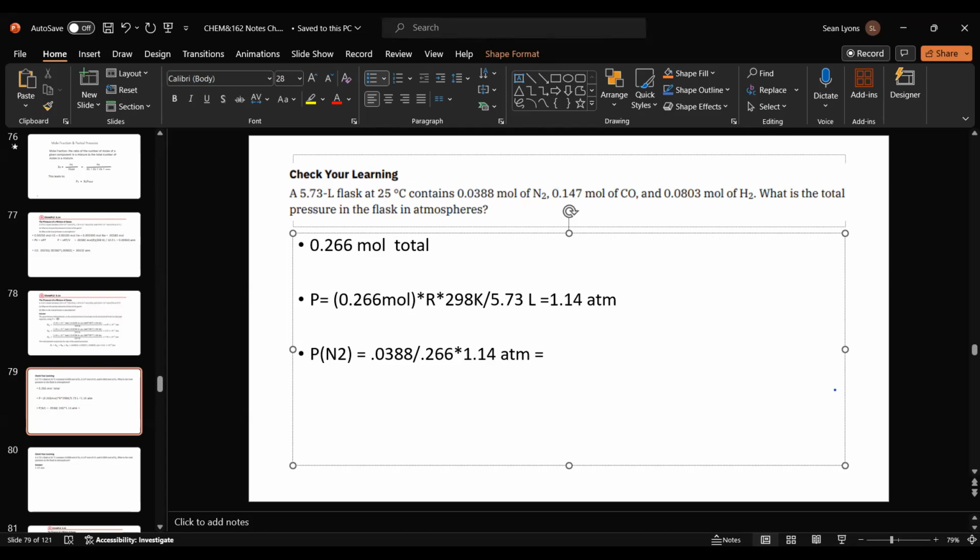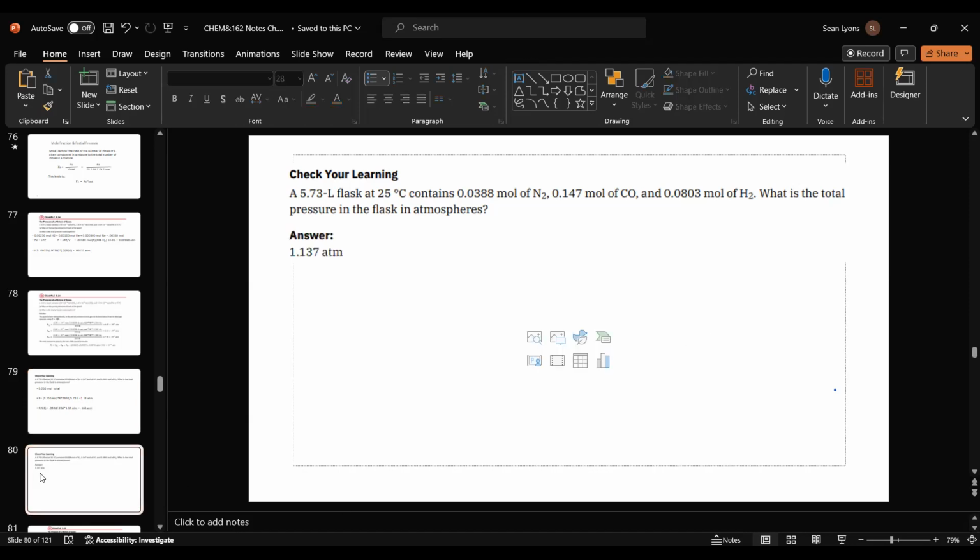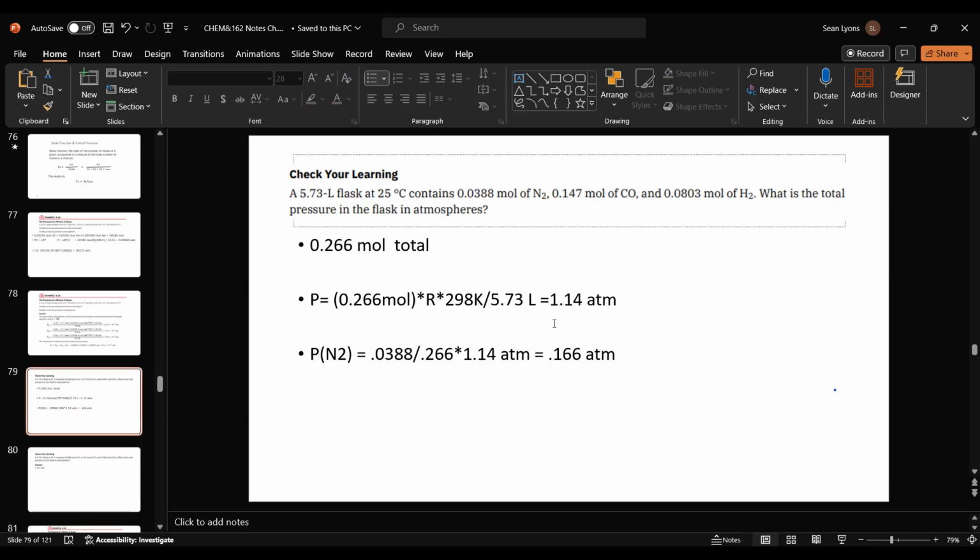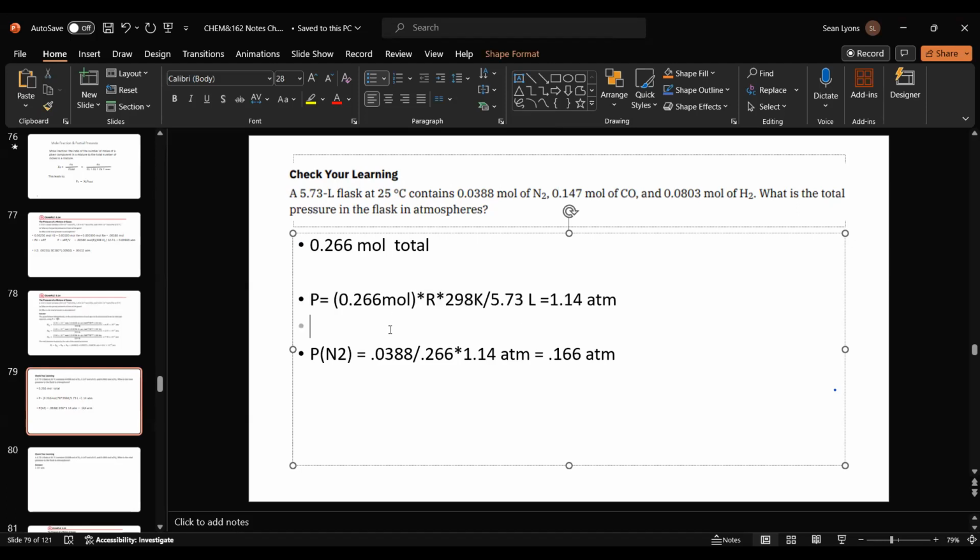It's just instead of 0.0388, we'd use the number of moles for those. But with it, we'll get 0.166 atmospheres for the nitrogen. I guess in this case, we just needed that total pressure. Yeah, so this one actually started going too far because we just need the total pressure. So we're just looking at this value here.